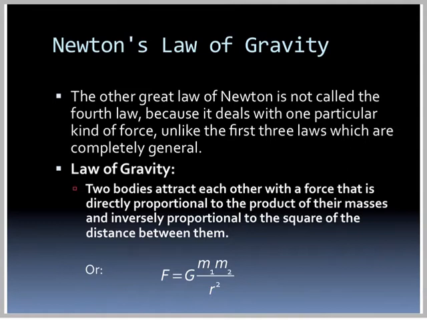2 bodies attract each other with a force that's directly proportional to the product of their masses and inversely proportional to the square of the distance between them, where F equals G, where G is called Newton's gravitational constant. We just look it up. Mass of one object, mass of the second object, divided by the distance between them squared.